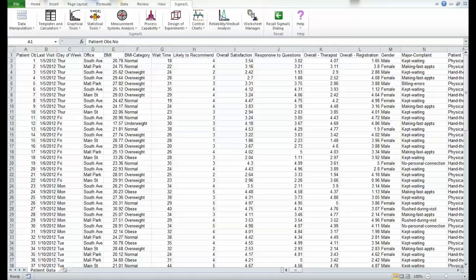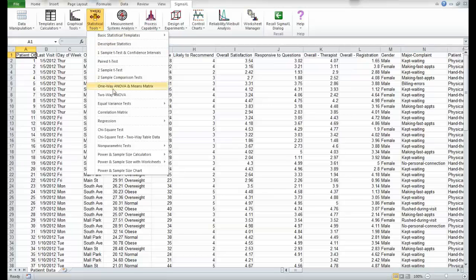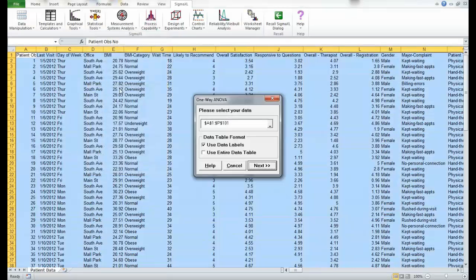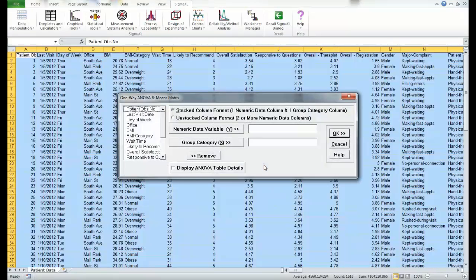So to do our ANOVA analysis, we go to Statistical Tools, One-Way ANOVA and Means Matrix, Entire Table. Next, choose Stacked Column Format, Wait Time is the Y variable, and Office is the X variable.